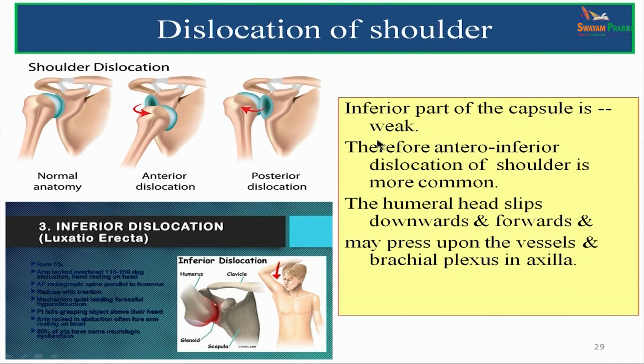The head of the humerus slips downwards and forwards and may press upon the vessels and brachial plexus in the axilla. What you see here is a normal shoulder articulation, anterior dislocation where the head slips anteriorly, posterior dislocation where the head slips posteriorly, and the most common dislocation where the head has slipped inferiorly, that is the inferior dislocation of shoulder. The inferiorly dislocated head can compress or impinge upon the vessels in the axilla, namely the axillary vessels and the brachial plexus.